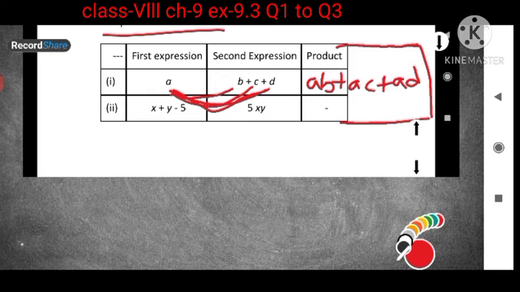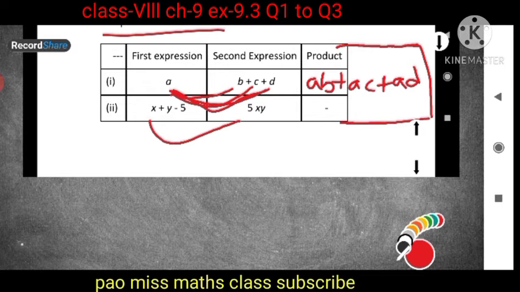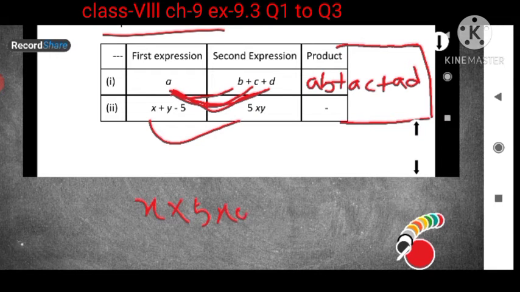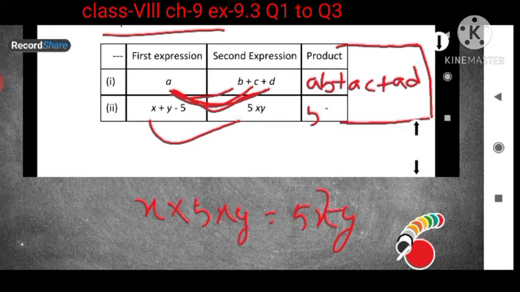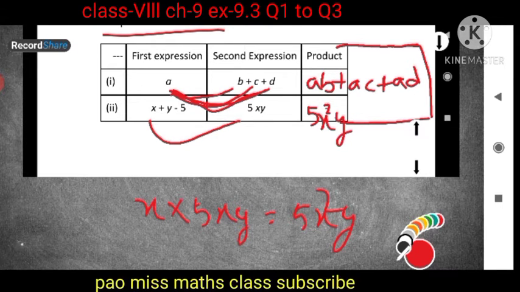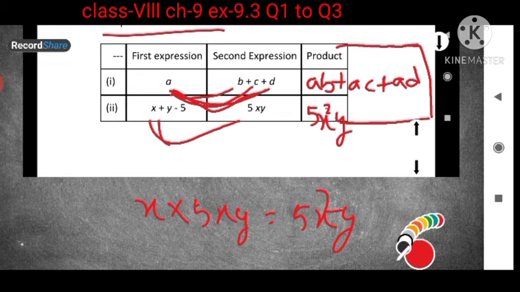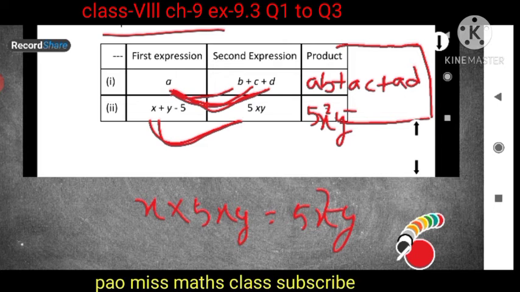Now for the second one, x will multiply with 5xy. So it will become 5x square, 2x is there, that means x square. So the first term after the product will become 5x square y, isn't it? 5x square y. Then here plus, and this second term is also plus. That means plus plus will be plus.